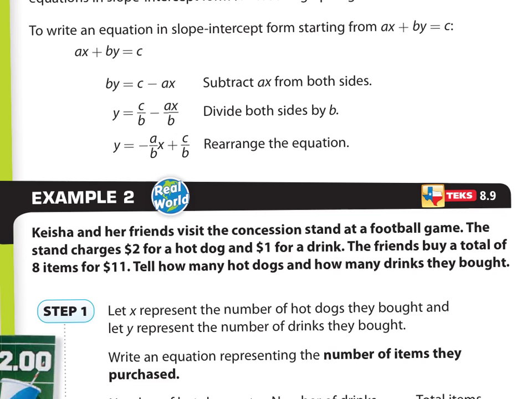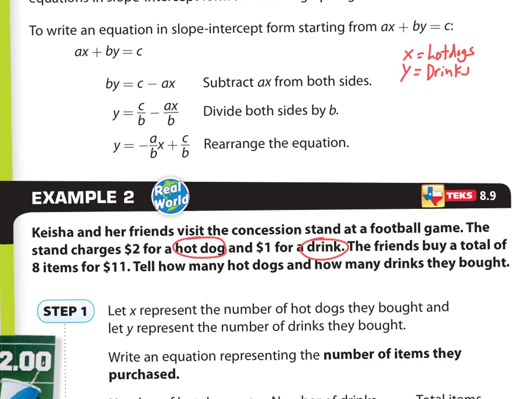Okay, so there's a whole bunch of information here that we've got to set up. What are the 2 things that we don't know? How many friends she has? No, yeah, we don't know that, but that's not what it's asking about. What 2 things is it asking about that we don't know? The number of hot dogs and number of drinks. These are our 2 variables. We always use x and y, so we'll make x hot dogs and y drinks.